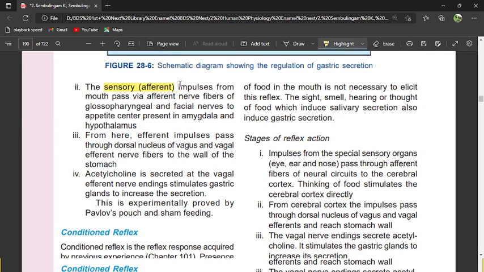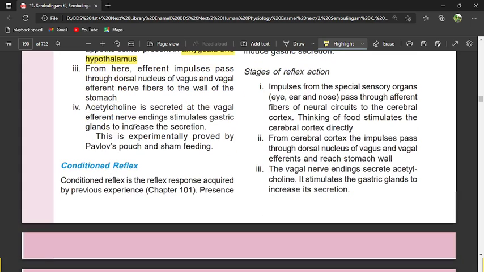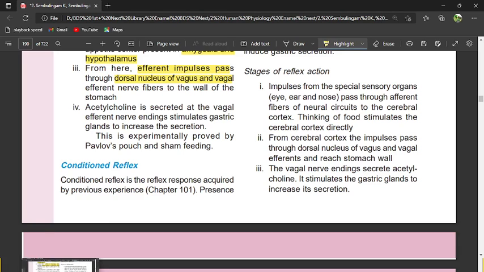Then sensory impulses come from the mouth through afferent fibers via the glossopharyngeal nerve, a part of the parasympathetic system, to the amygdala and hypothalamus, from where efferent impulses pass to the dorsal nucleus of the vagus and the vagal efferent nerve fibers to the stomach. Then acetylcholine is secreted at the vagal efferent nerve endings, which stimulates the gastric glands to secrete.